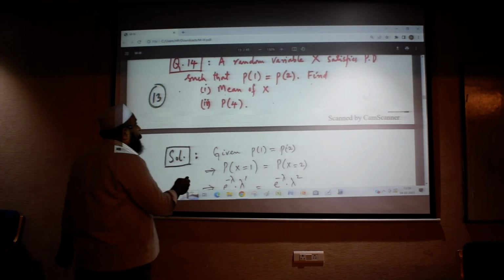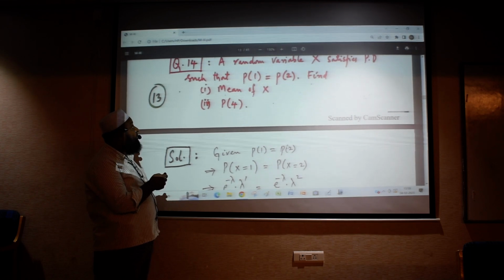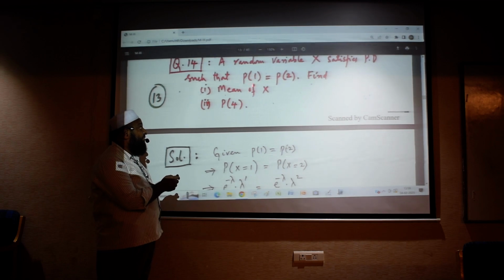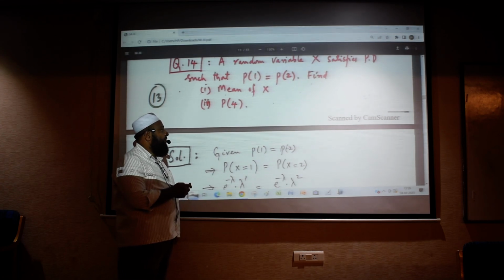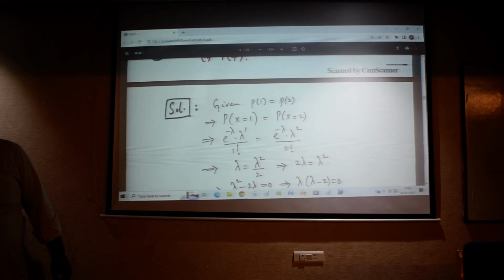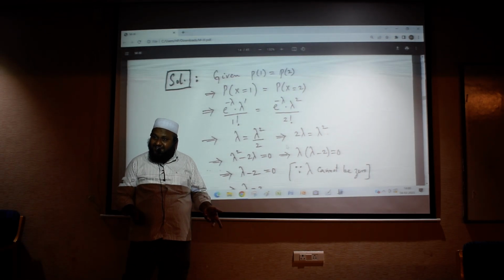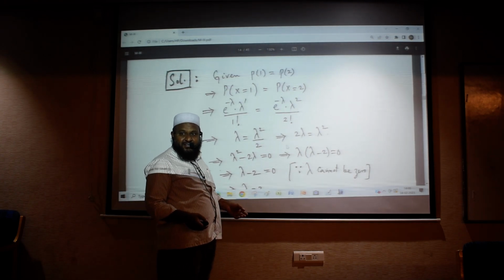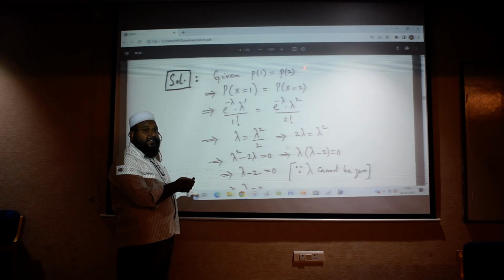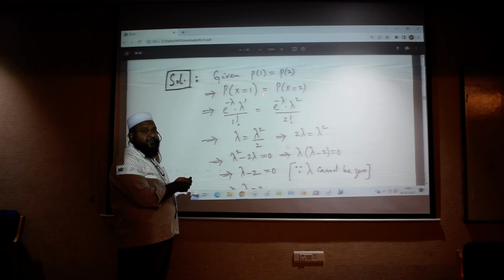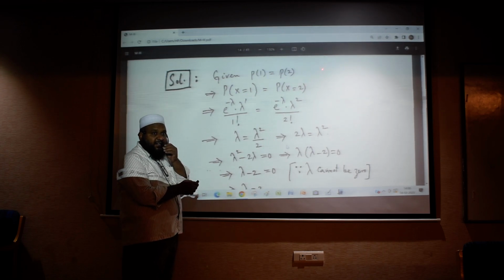A random variable x satisfies Poisson distribution such that probability for 1 is same as probability for 2. Find mean of x and P of 4. Don't get confused with mean as equal to n into p. We are in Poisson distribution. What is given? P of 1 is same as P of 2. Written now, P of x equal to 1, P of x equal to 2. This is short notation, but we have converted it to the actual meaning.